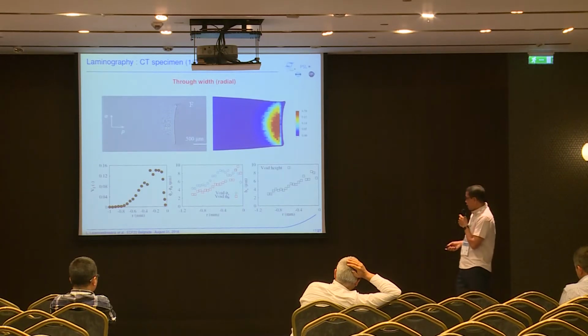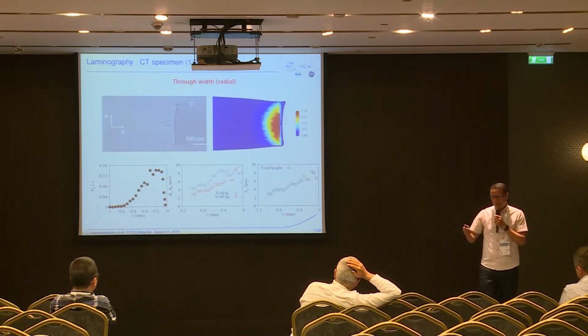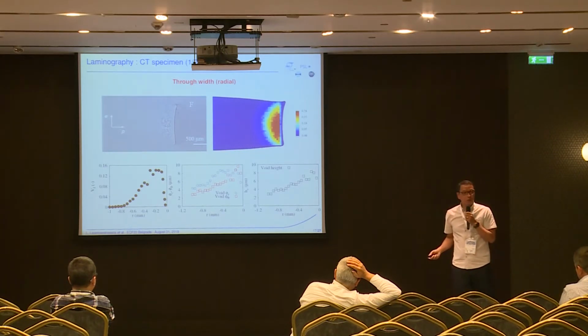And then for the CT specimen, we have two directions. The first one is through the width, in the crack propagation direction here. The void volume fraction is like this, so you can see that at the mean thickness, the maximum void fraction is at a certain distance, which is about 200 micrometers from the crack tip.